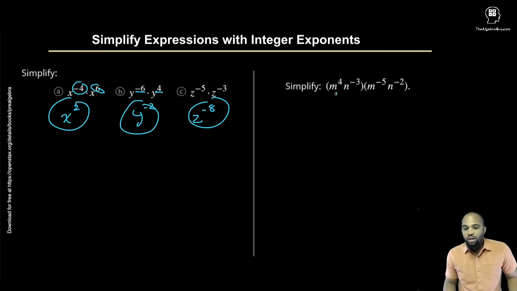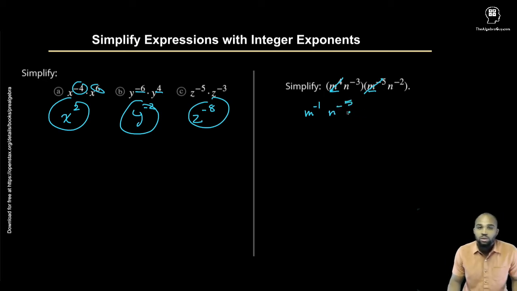All right, applying our same rules, m fourth times m to the negative 5th, so the m's have the same base, so we can add the exponents. 4 plus a negative 5 is a negative 1. And same base for n, negative 3 plus negative 2 is a negative 5.